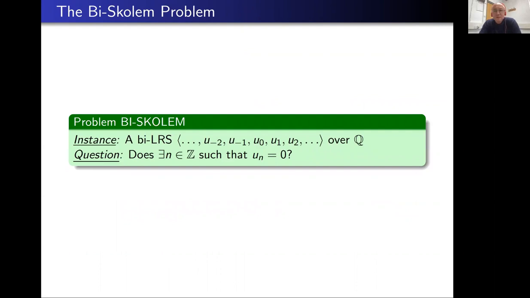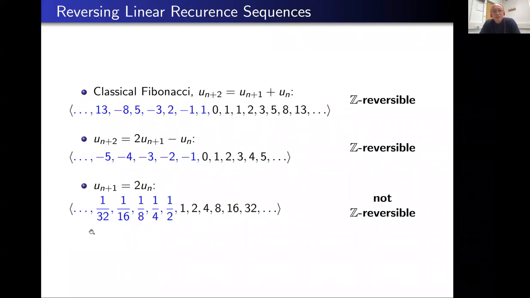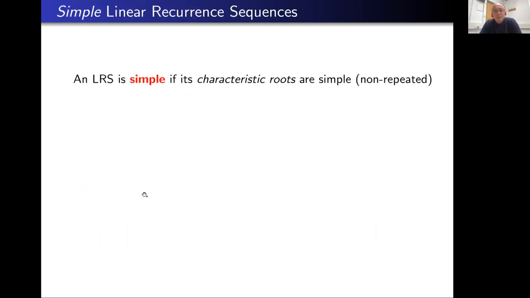So let's formulate the bi-Skolem problem. Now I take the bilinear recurrence sequence, it's over Q. Does there exist an integer n such that u sub n is equal to zero? Now, let's go and call the linearly recurrent sequence simple if its characteristic roots are simple. That is, that minimal polynomial that you have has only simple roots. In here, the minimal polynomials are x squared minus x minus one. It has simple roots. This is x minus one squared because it's an arithmetic progression. It's a linear combination of one and n. So this one is not simple, and that one is simple.